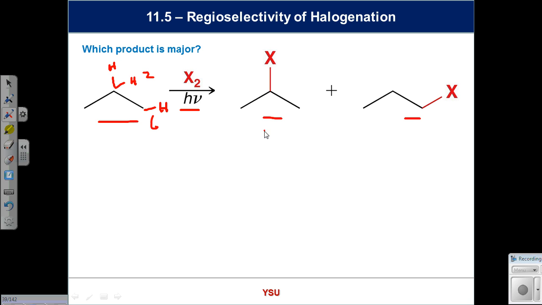You get more of this. This is the major product, okay? This is the major product. You get less of this. And you have to be careful how you say this. You're going to get more of the secondary than the primary. Why? Give me some ideas. Well, you've been reading, haven't you? You've been reading. You know what you're doing, right?